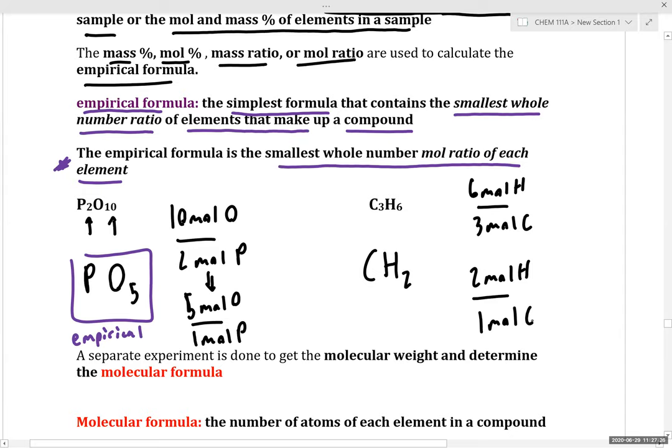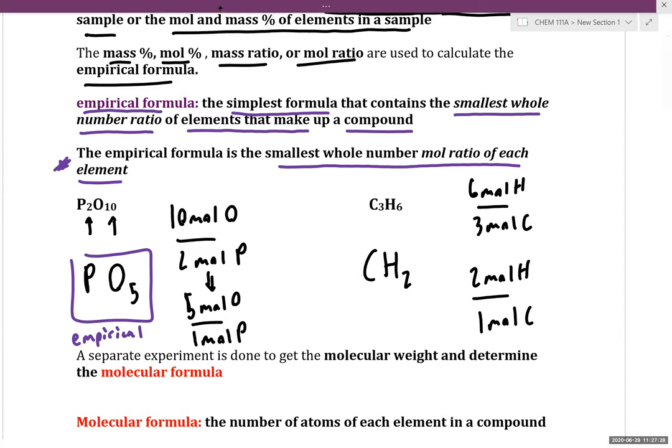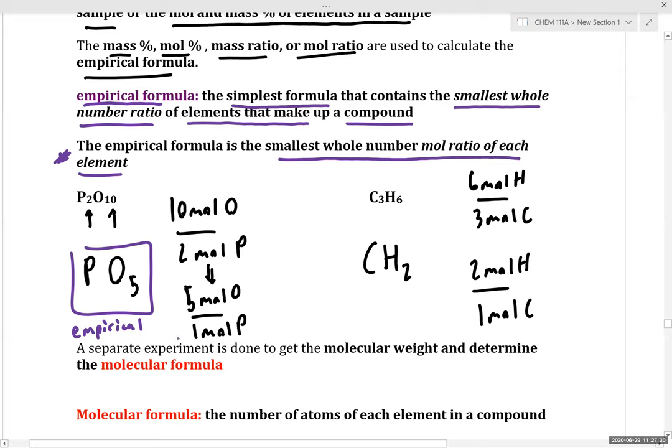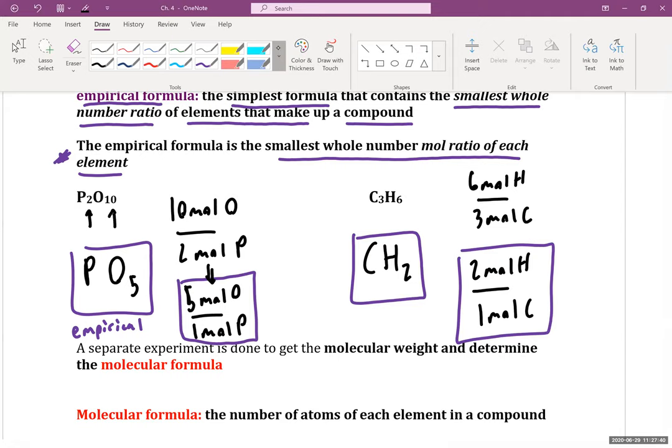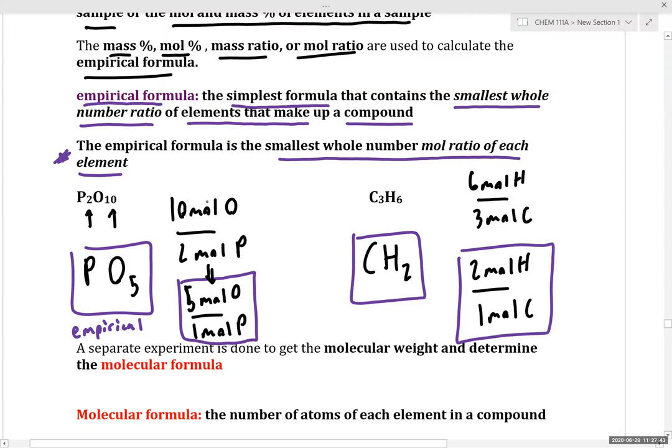And I really do encourage you to think about your empirical formulas as the simplest mole ratio, as we'll be using this idea of the empirical formula as a mole ratio a lot later on in this section.